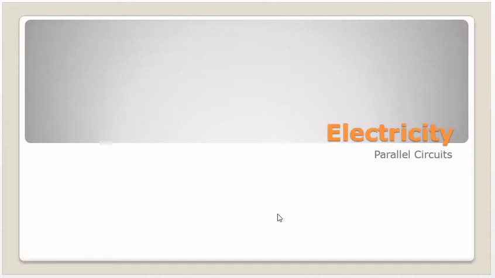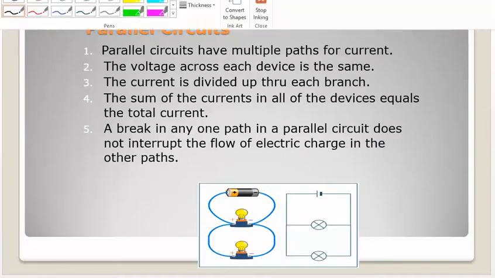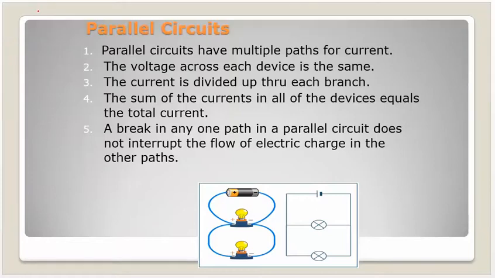Well, welcome back. Today we're going to be discussing electricity in parallel circuits. Parallel circuits have multiple paths for the current. If you look down here at the bottom, you can see that these electrons are coming out of here. They get to right here, and now they have a path. They have a choice right here, which way they're going to go. Previously, there was no path for them to go.